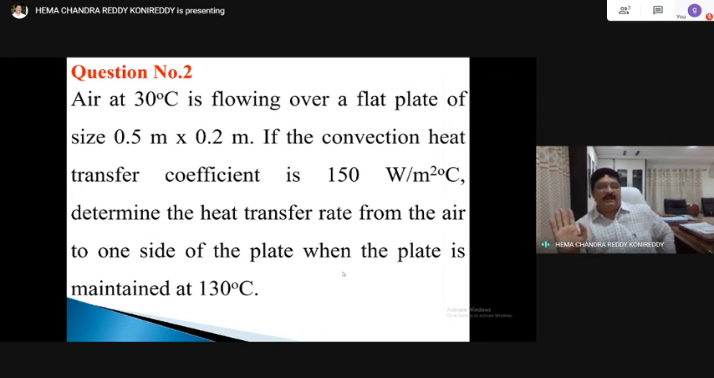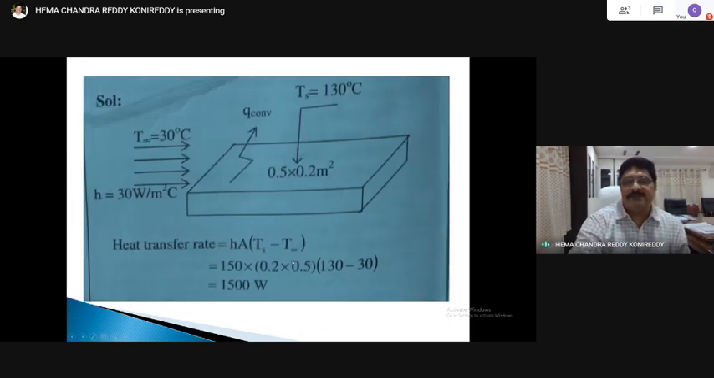So you must be fully aware whether it is on either side or one side of the plate. He has made it very clear. If heat transfer is taking place on either side of the plate, like it's taking place here as well as here, then it is double the heat transfer, right? So one side of the plate, and again it's not a big deal. Q is equal to h A delta T.